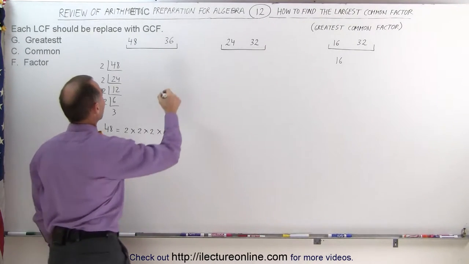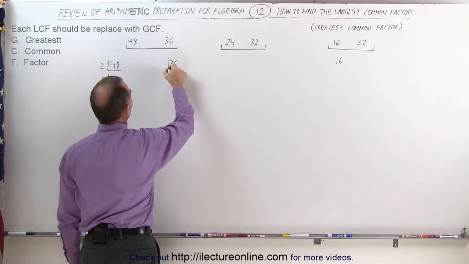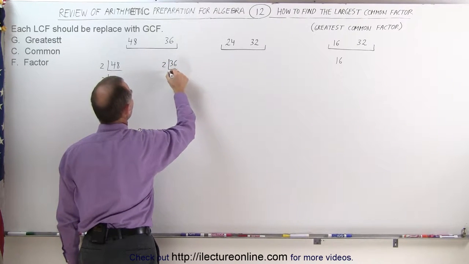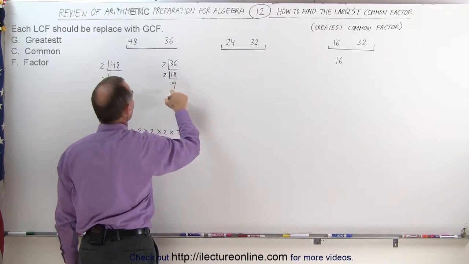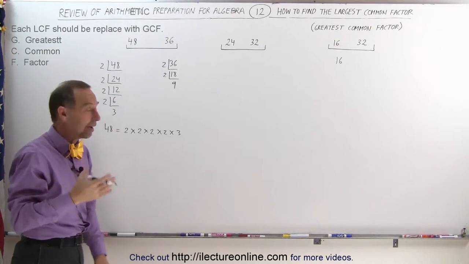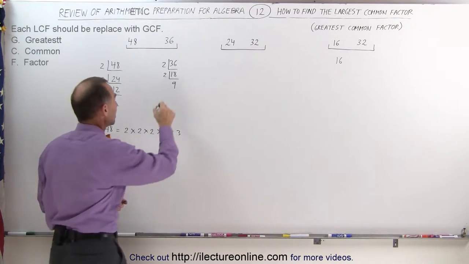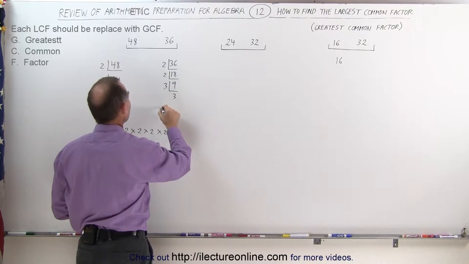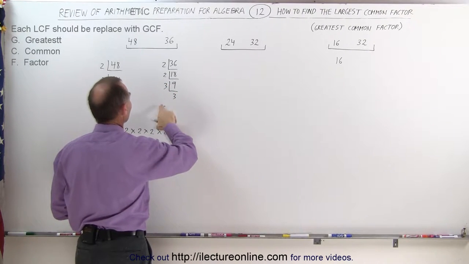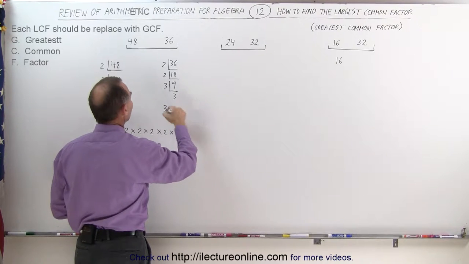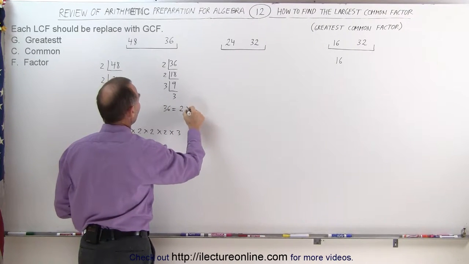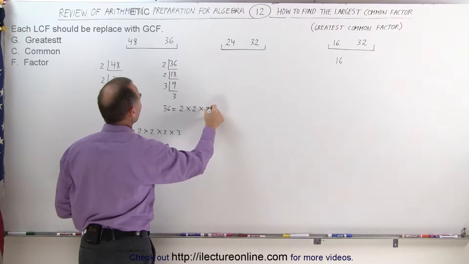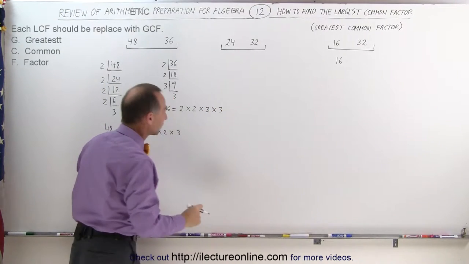We can do the same with 36. 36 divided by 2 is equal to 18. 18 divided by 2 is equal to 9. Now 9 is no longer even. That means we now have to go to the next prime number, which is 3. 9 divided by 3 gives me 3, which means that 36 can now be written as the product of 2 times 2 times 3 times 3.